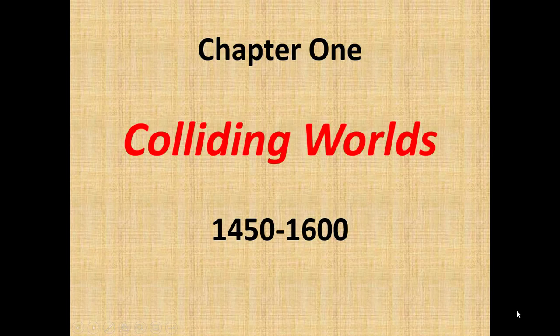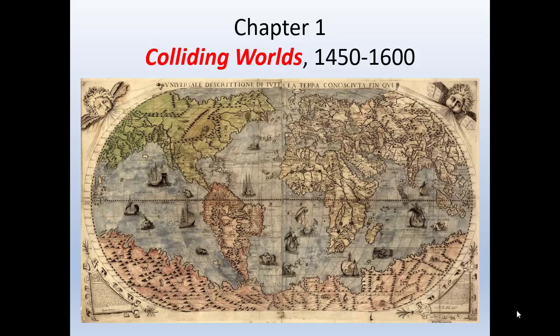Chapter 1, Colliding Worlds, 1450 to 1600. This is the early exploration era, early colonization of North America, and specifically what would become the United States. So always look at the title of a chapter and try to determine what your author is telling you is to come. Colliding Worlds, it doesn't sound very good, okay?